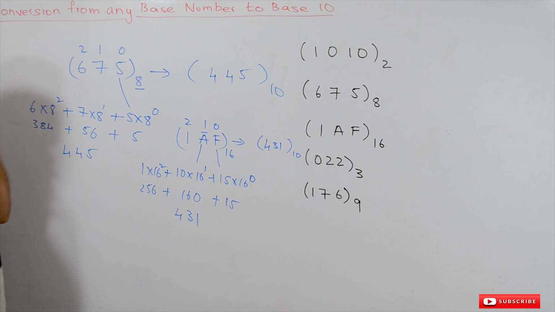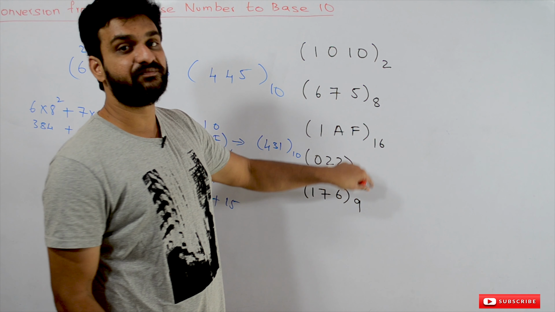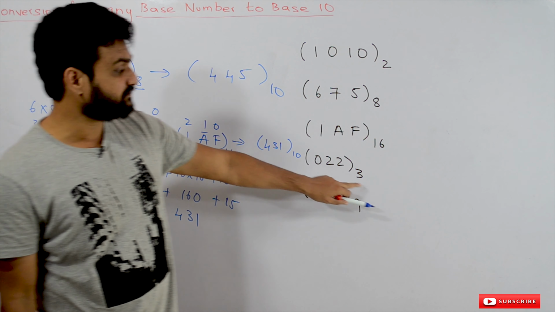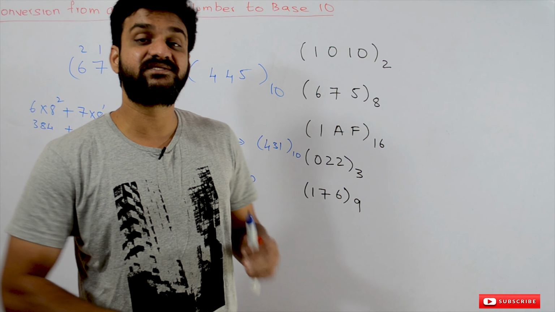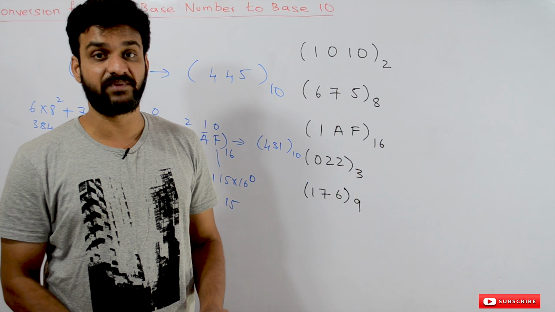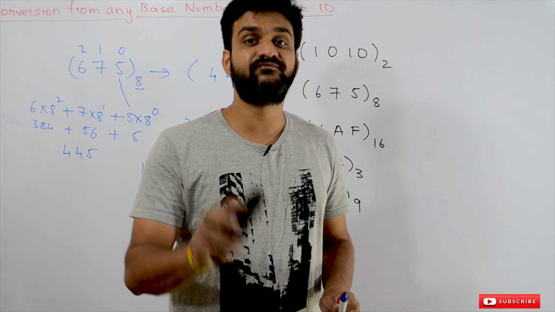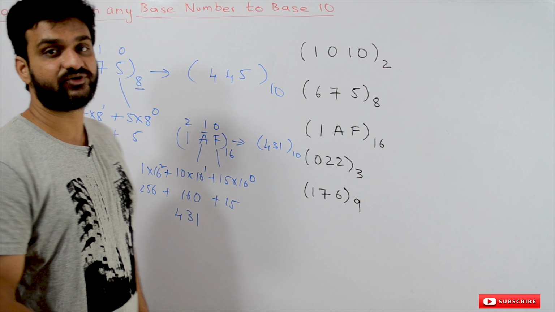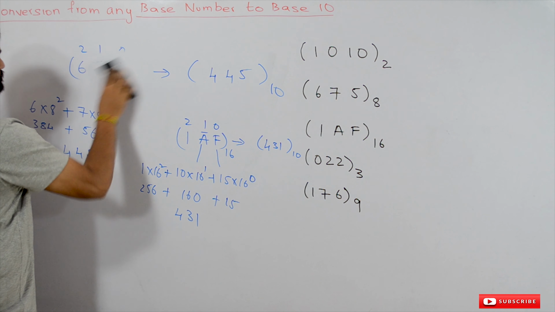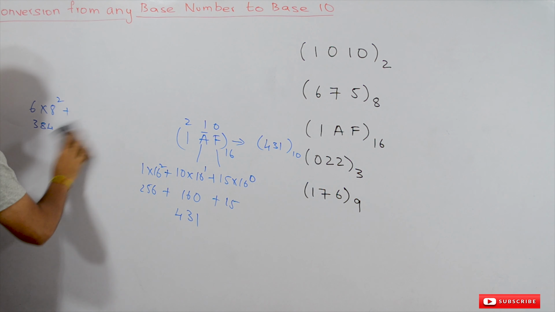Similarly, how to convert 022 in base 3 to a decimal number? We haven't covered this base 3 number system. How to convert a base 3 number to a decimal number? The same concept will be applied. What is the concept? The sum of all the positional weights of every digit in the given number is going to give the decimal number. So let's check that example also in the base 3 number system.